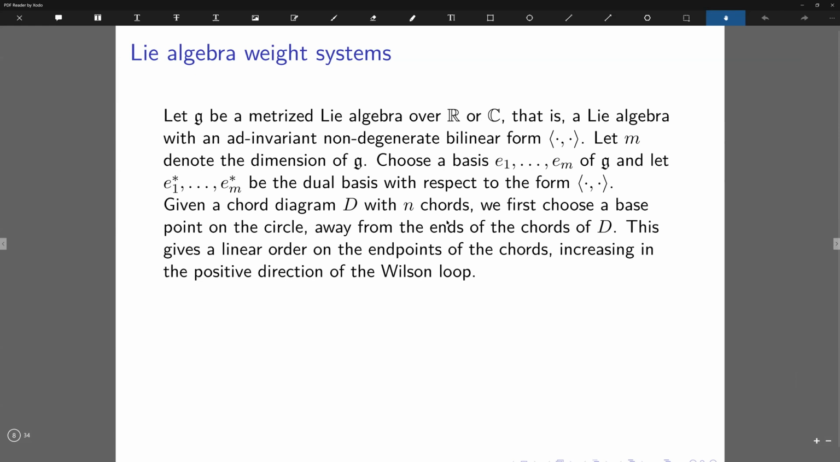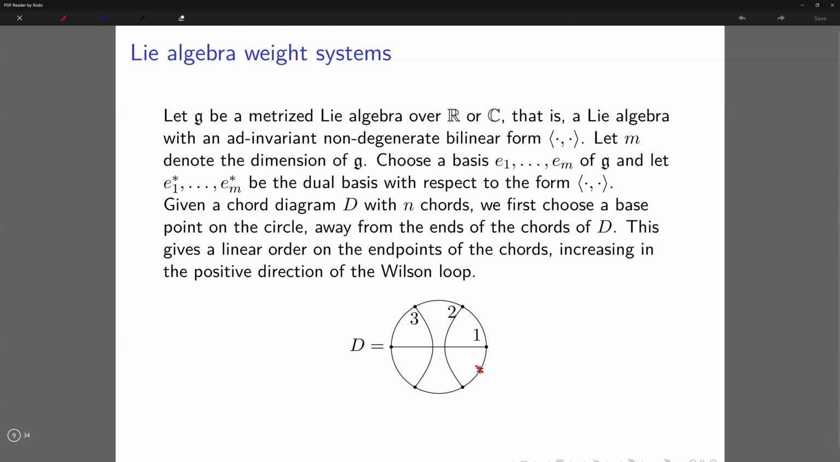And for a chord diagram with N chords, we can label the chords from 1 to N. So here's an example with 3 chords. I just find a cutting point, a start point. So start from here, this is chord 1, chord 2, chord 3. I just give them names. You can use 1, 2, 3, or i, j, k, or a, b, c, it doesn't really matter.